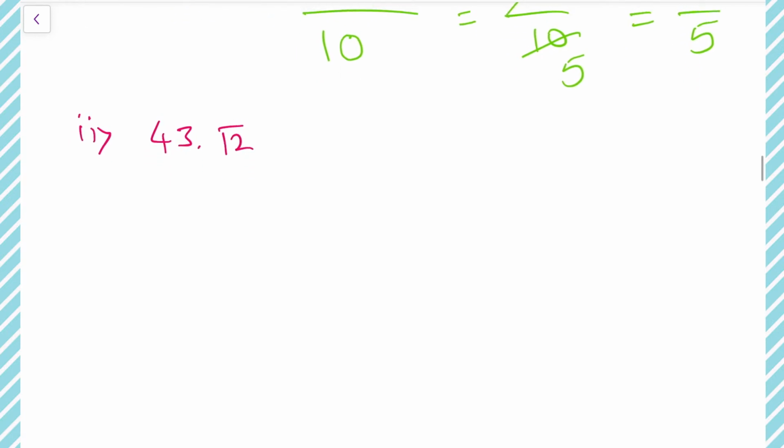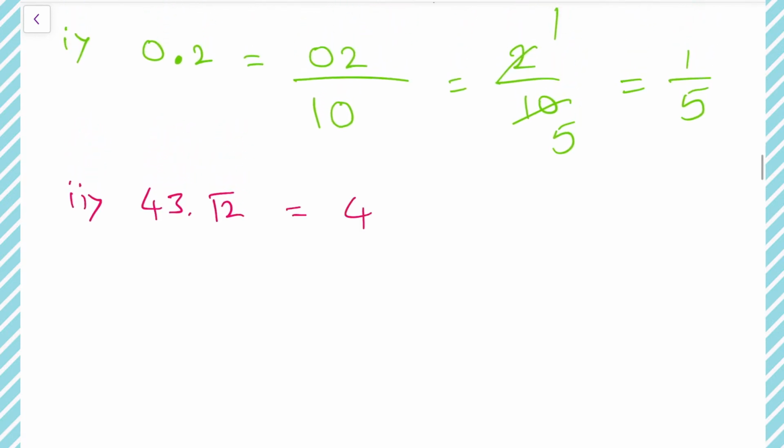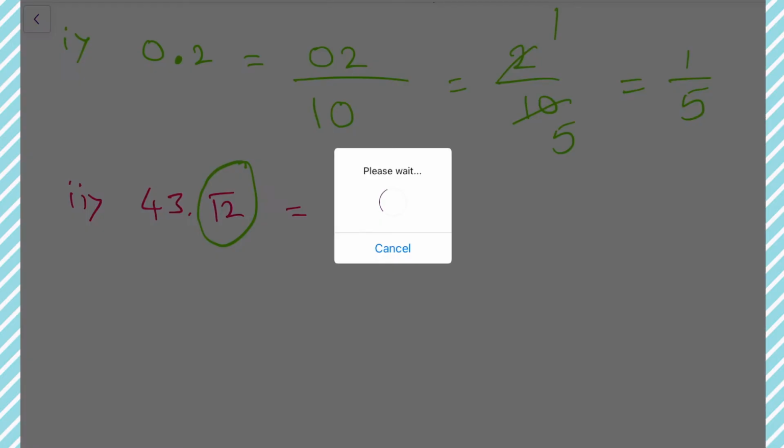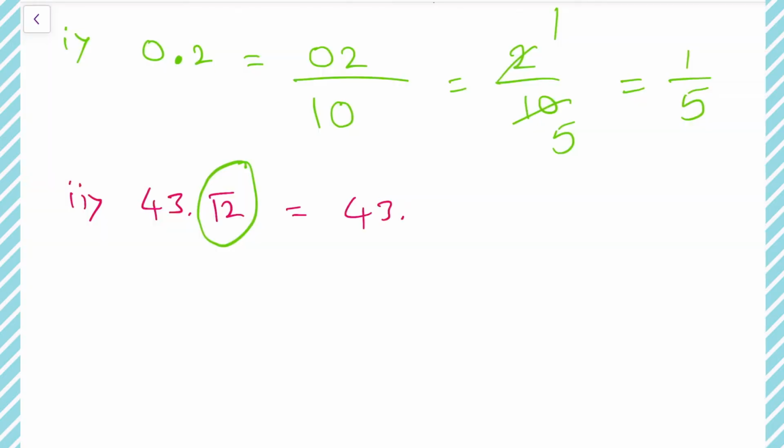43.12 bar. Now, here 43.12 bar means these 1 2 numbers are repeating continuously, because the bar is over both 1 and 2. So that can be written as 43.12 1 2 1 2 1 2 1 2 1 2 and so on. Only the digits 1 2 are repeating, so that's why I wrote it like that.